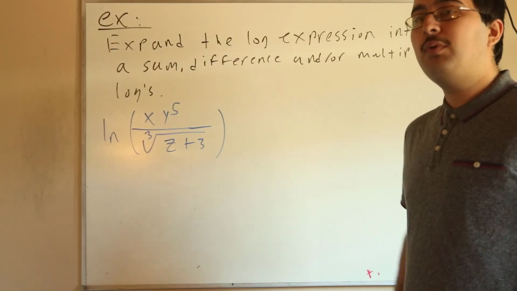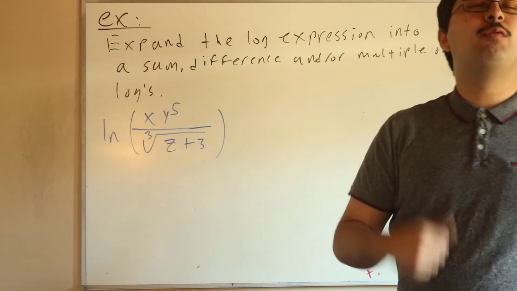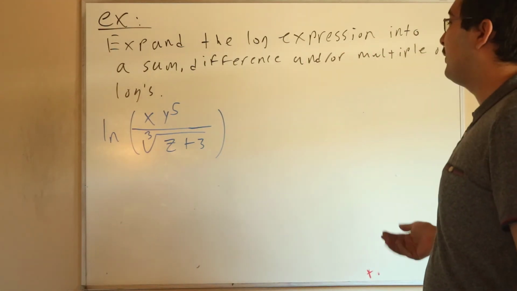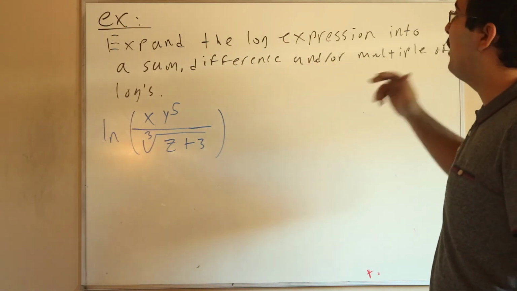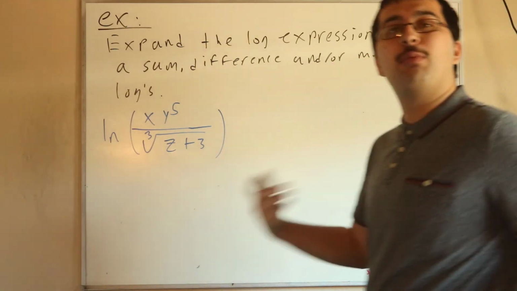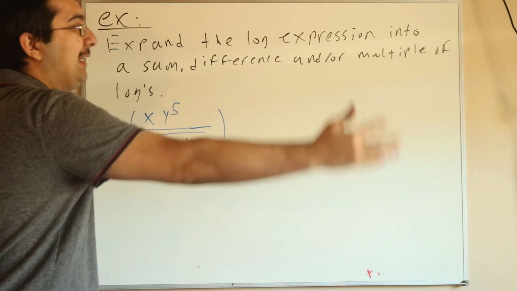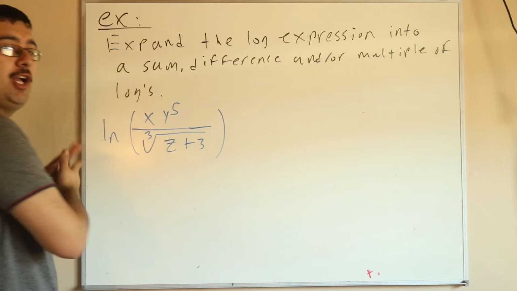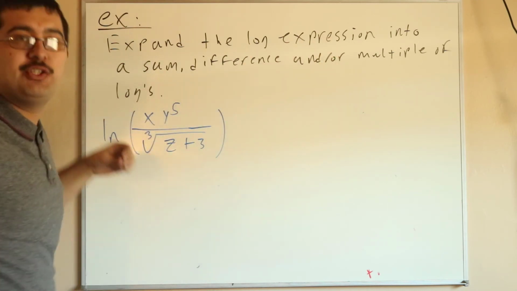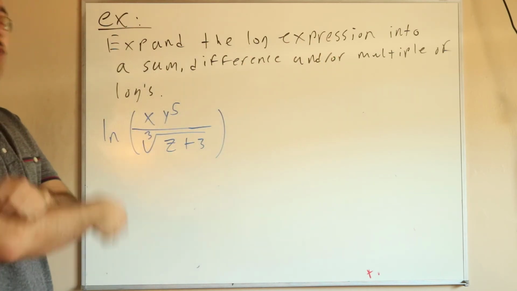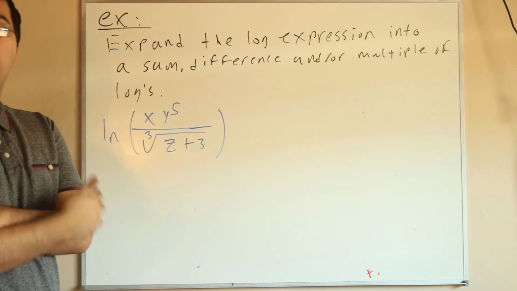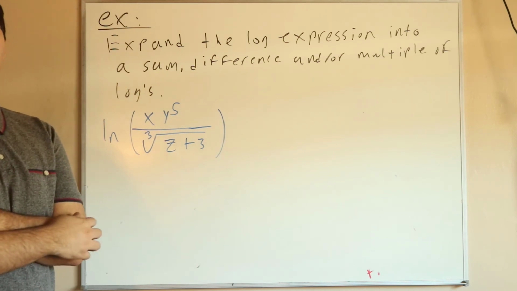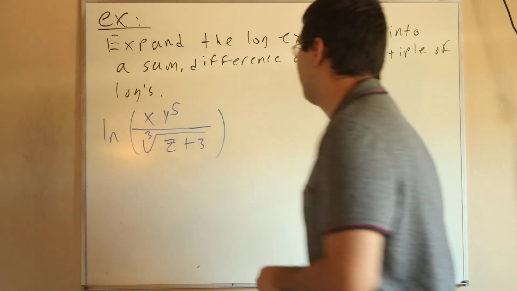Okay, for our next example, we're going to do the exact opposite of what we just did. We're going to expand the logarithmic expression into a sum, difference, and/or multiple of logs. Before, we had a whole big expression and condensed it down into a single log. Here we're going the opposite way: we start with a single log and expand it out into a bunch of separate logs. So again, we're just reusing those properties we've listed in this video, but using them in a different direction.